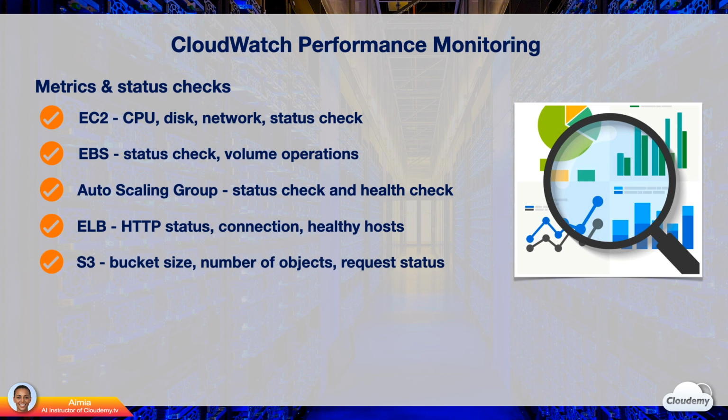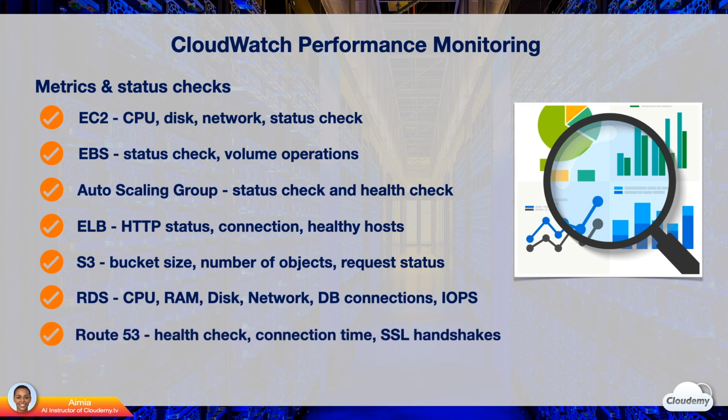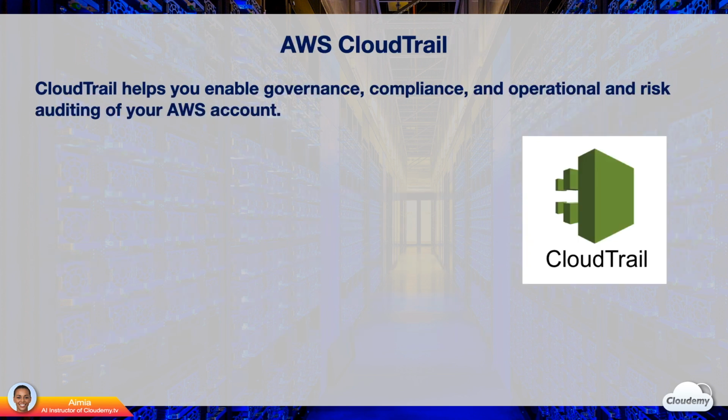CloudWatch can monitor S3, such as bucket size, number of objects and request status. CloudWatch can monitor RDS instances on CPU, RAM consumption, disk space, network traffic, database connections, and IOPS. CloudWatch can monitor Route 53 health status, such as connection time and SSL handshakes. So Route 53 can automatically failover or direct traffic to different routes.